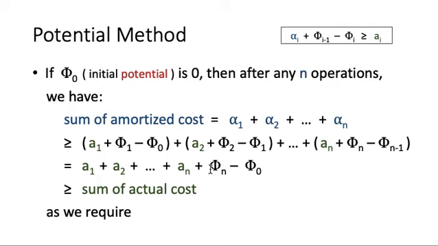So in that case, the sum of this is greater than or equal to a1 plus a2 up to an only, which is the sum of the actual cost. So what does that mean? If phi of 0 turns out to be equal to 0, then we have whatever we want for the amortized cost. This is the only requirement: we just require that the sum of amortized cost is greater than or equal to the sum of actual cost.